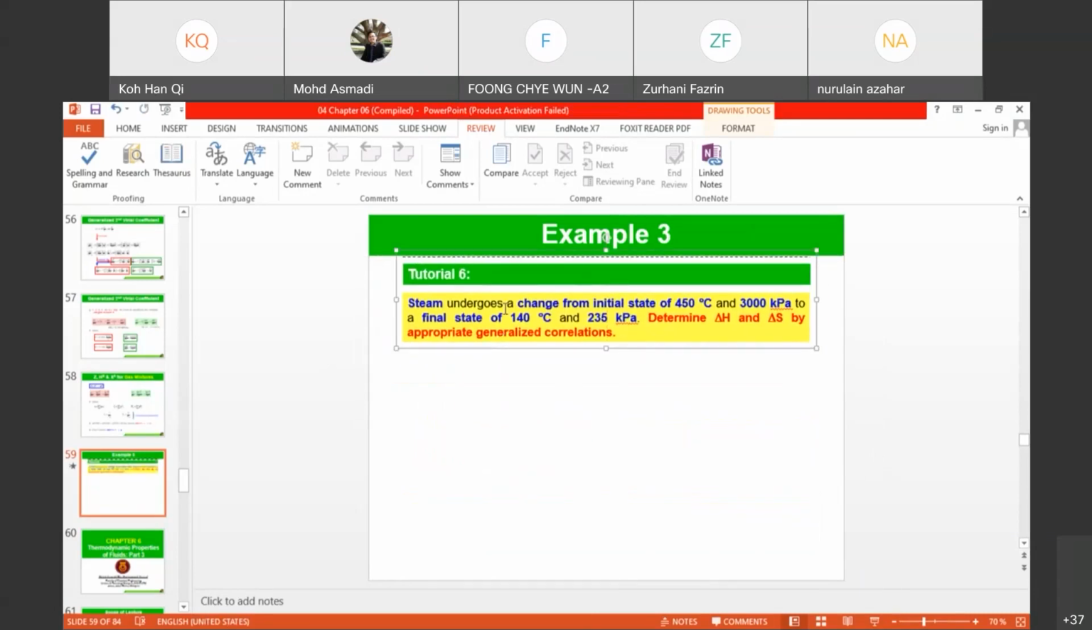Okay. Steam undergoes a change from initial state 450 degrees C and 3000 kilopascal to a final state of 140 degrees C and 235 kilopascal. Determine delta H and delta S by appropriate generalized correlations. So this one we have to determine delta H, meaning H2 minus H1, and delta S, which is S2 minus S1.